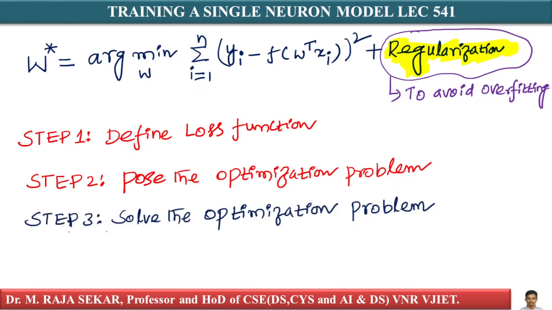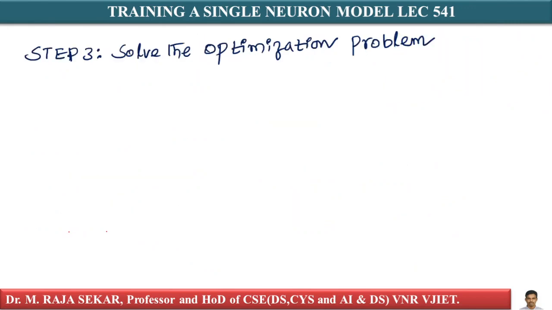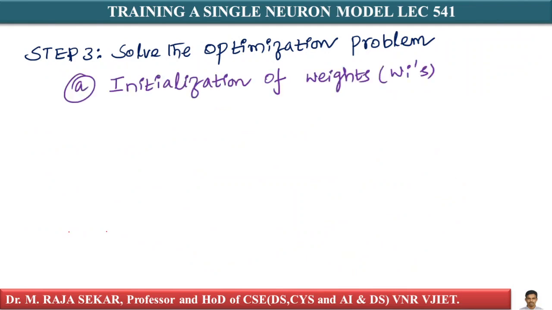For this, we studied SGD, the stochastic gradient descent algorithm, which we discussed in our previous lectures. We studied how SGD works. The first step in SGD is initialization of the Wi's. Wi's means weights. The first step is to initialize weights. Let's do some random initialization.